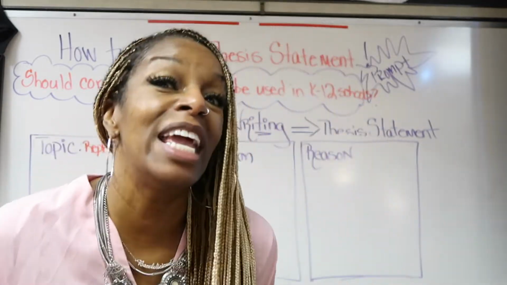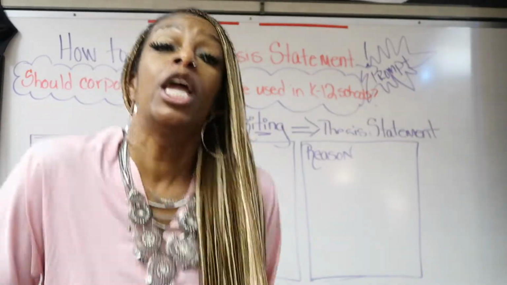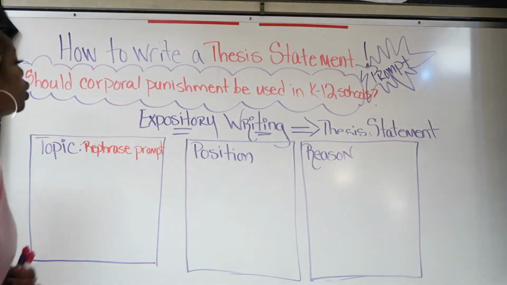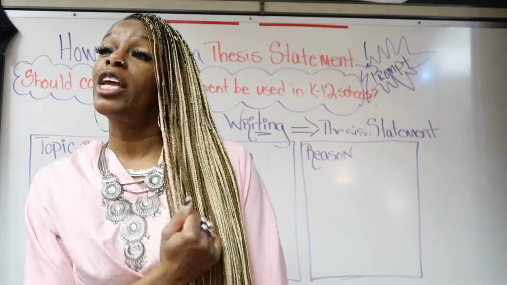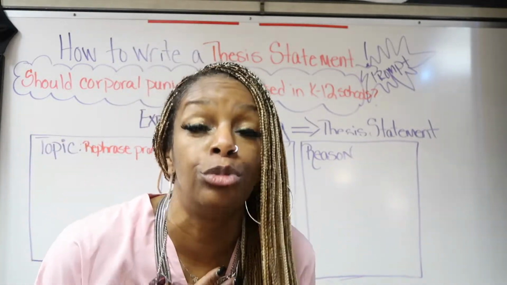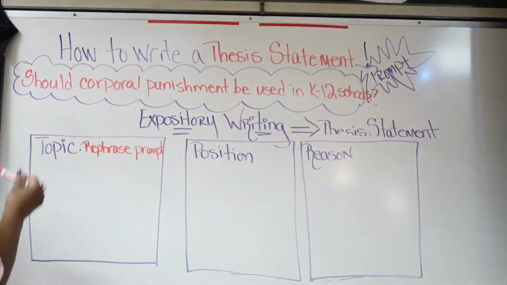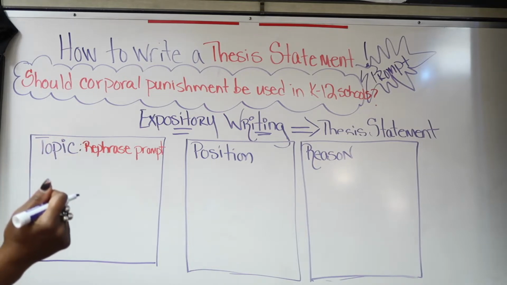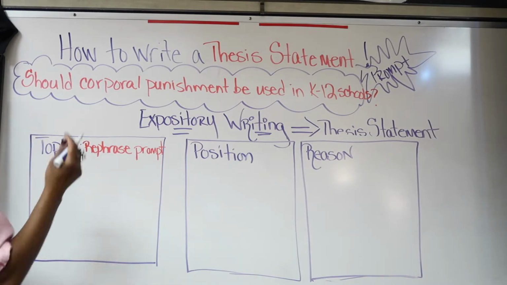Okay, so let's begin. The topic: you are going to rephrase, rewrite, put the topic in your own words. Okay? So what's the prompt? Should corporal punishment be used in K through 12 schools? So how can we reword it, rephrase it in our own words? Pow-pows in school. So, topic. Corporal punishment used in school. Corporal punishment in schools. That's what it's about.